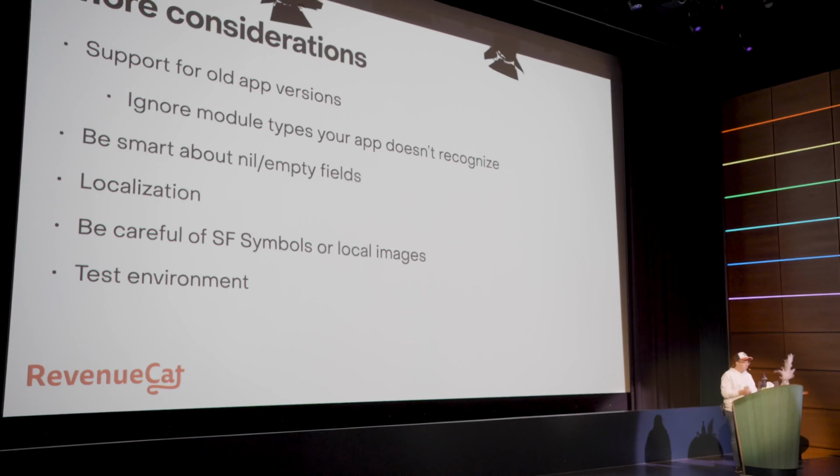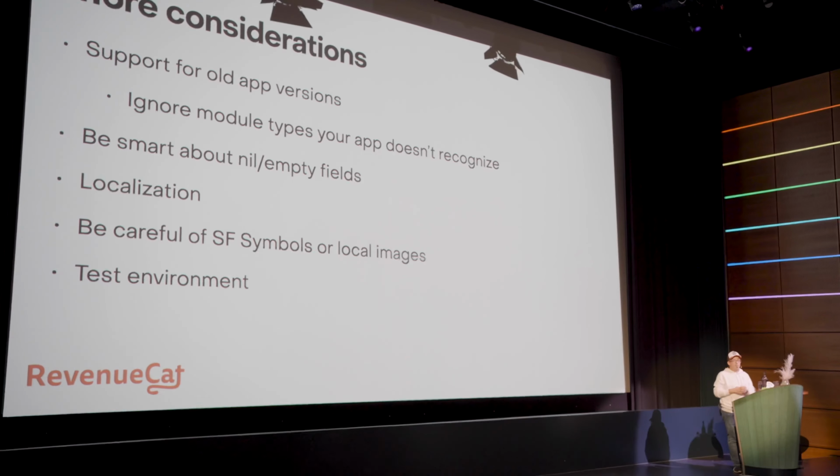A couple more considerations. Like we mentioned earlier, support for old app versions is tricky in our world, and it's especially tricky if it's something layout related. So I would recommend in your decoding, be really careful: if you don't recognize a module type, just toss it out. Just don't render it at all. And if you're going to update a module type that old versions of your app wouldn't be able to render for whatever reason, give it a brand new name, and then old versions of the app will just ignore it and toss it out.